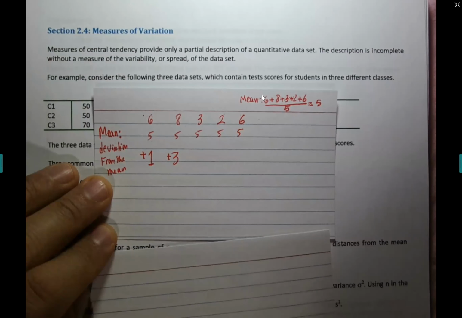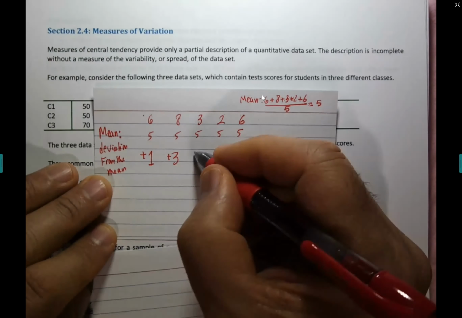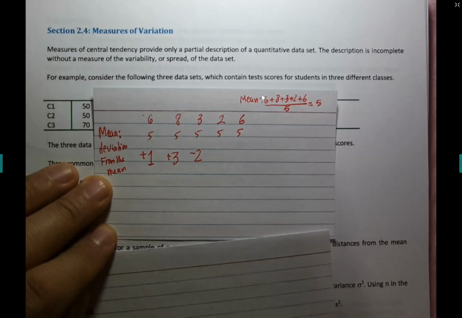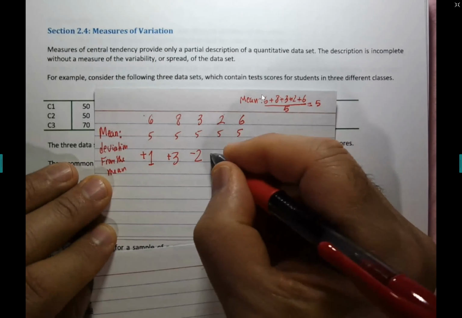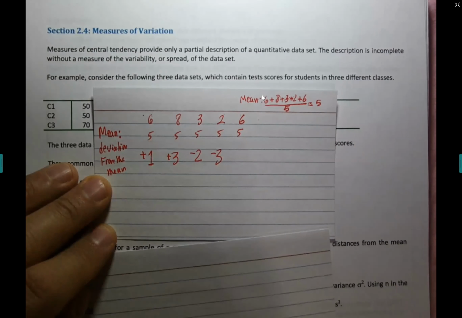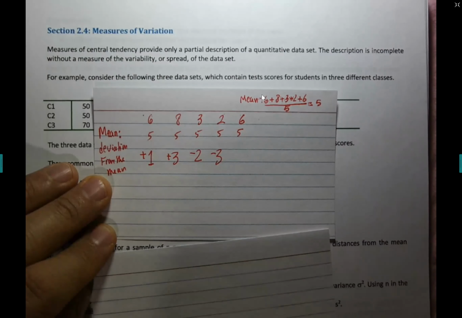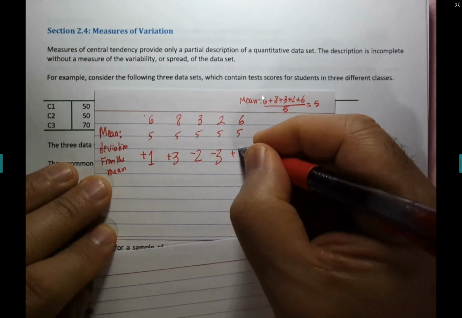What about the 3? How far is 3 away from the mean? 2. But you guys agree it's below the mean, so we're not going to use the plus 2. We're going to use what? -2. Very good. How far is 2 away from the mean? -3. That is correct. And how far is 6 apart from the mean? +1. Okay. Very good.